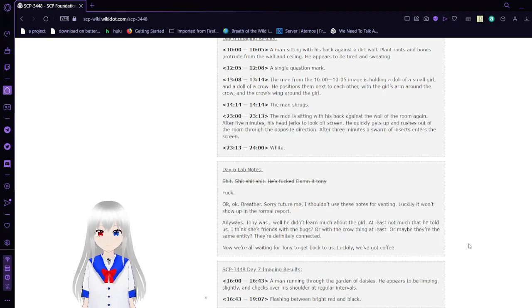13:08 to 13:14. The man from the 10:00 image is holding a doll of a small girl and a doll of a crow. He positions them next to each other, with the girl's arms around the crow and the crow's wing around the girl. 14:14 to 14:14. The man shrugs.